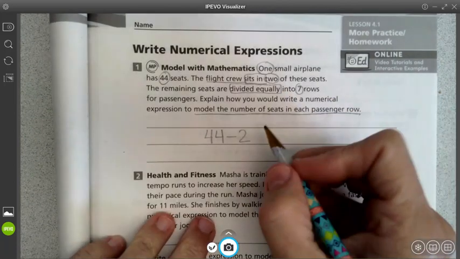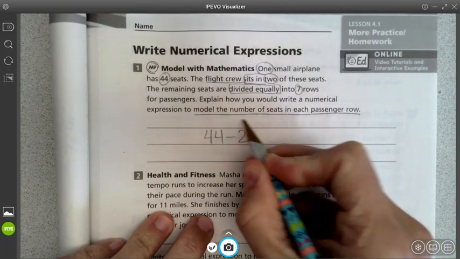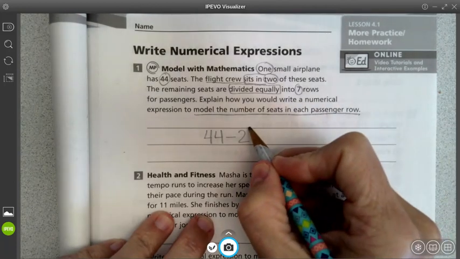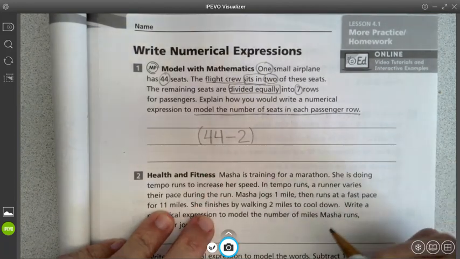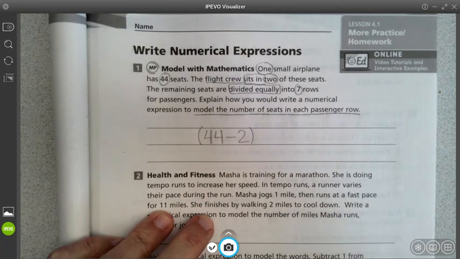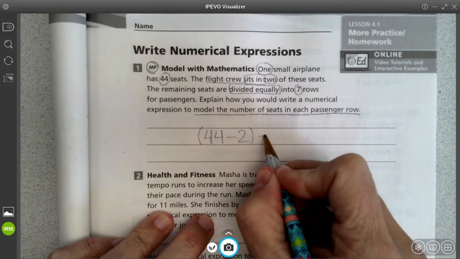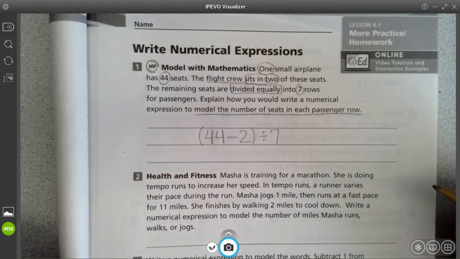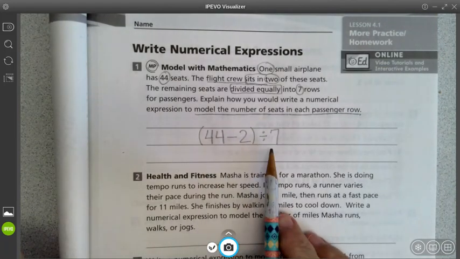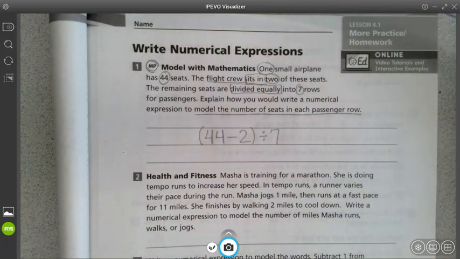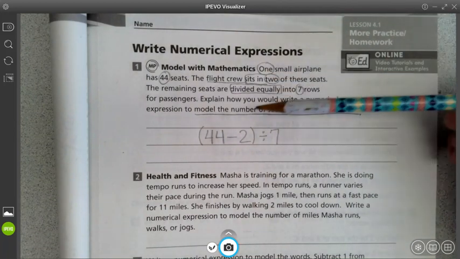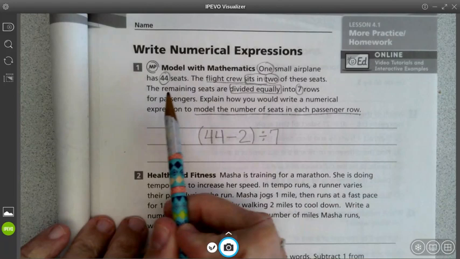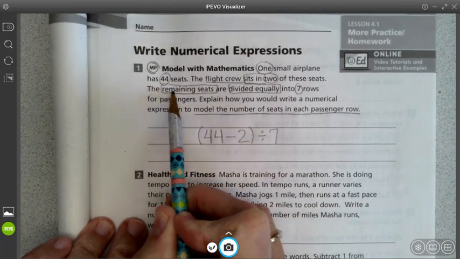Then after we do that, we would need to take the rest of those, whatever the difference is, and divide it equally into rows. So because we need to find this difference first, as we've talked about in class, I'm going to put that in parentheses so that it stays in a group together. And then once I find that difference or that answer, then I would divide it into those 7 equal rows. So that would be our numerical expression. And the explanation would be that we would first need to take out the 2 seats that the flight crew are sitting in. And then we would take the remaining seats and divide them equally. And it says right there, the remaining seats. That might have been something I boxed as well.